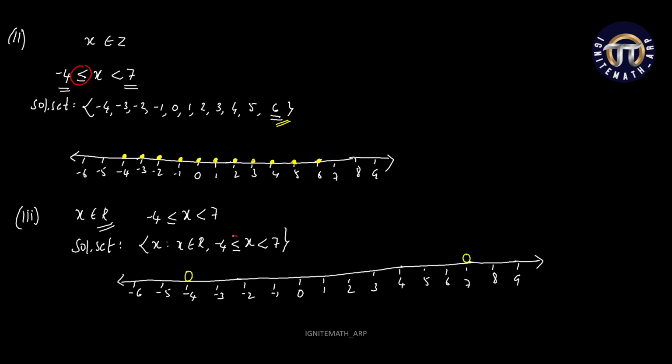See the sign of inequality. X is greater than or equal to minus 4. So I need to darken this circle. I should not darken the circle on 7 because see here, x is smaller than 7. Just smaller than. It is not equal to. Clear? Right. So now I'll draw a line like this, right?